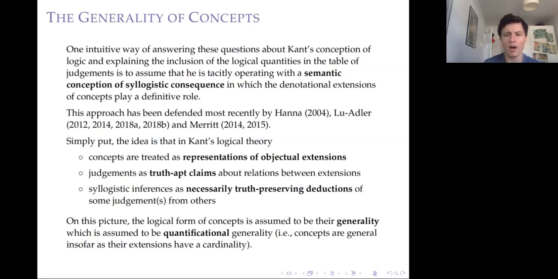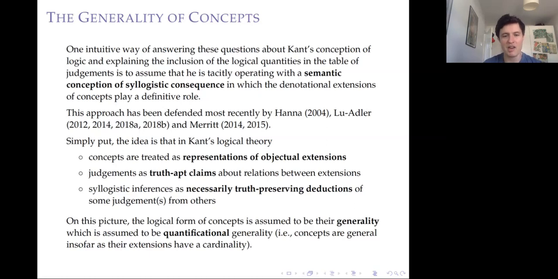This view, though it's not explicitly described as such, has been defended by Joachim Lu Adler in various places, who's a very prominent interpreter of Kant's logic, and also Melissa Merritt in a couple of places. Robert Hanna in an earlier book also, I think, defends something very similar.